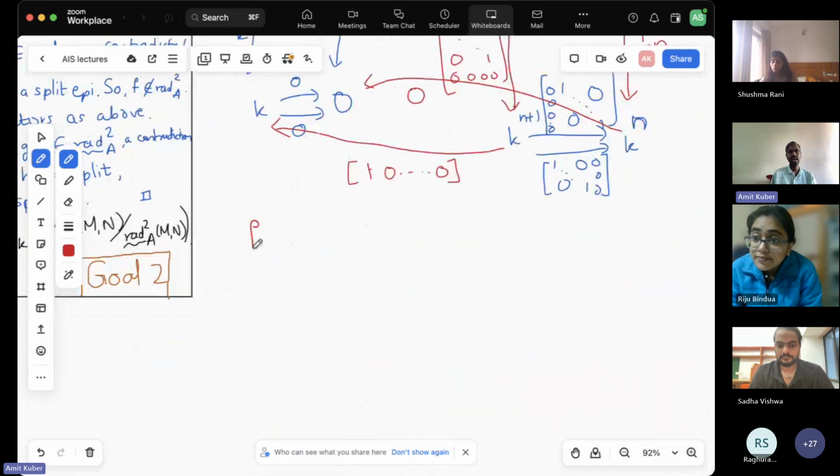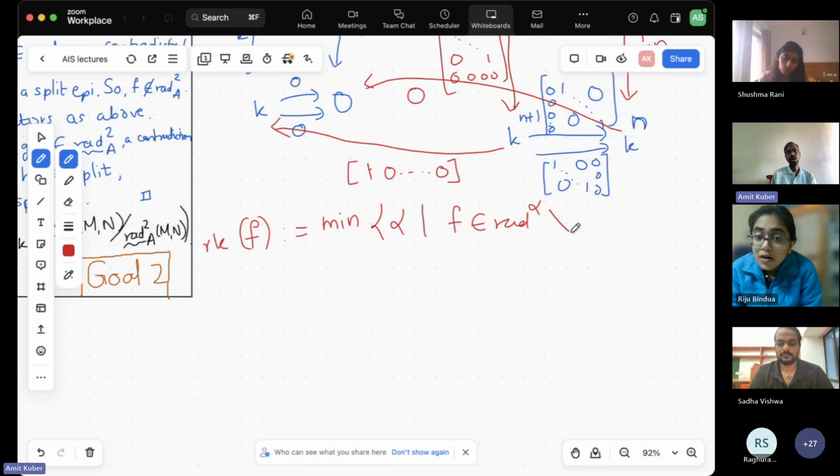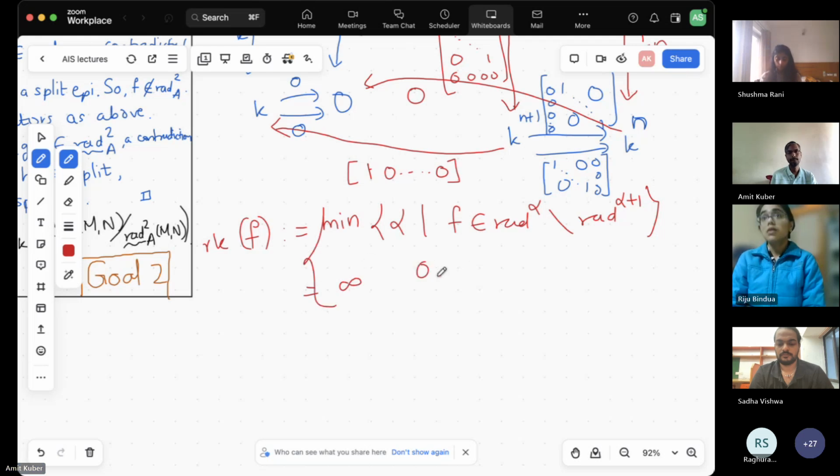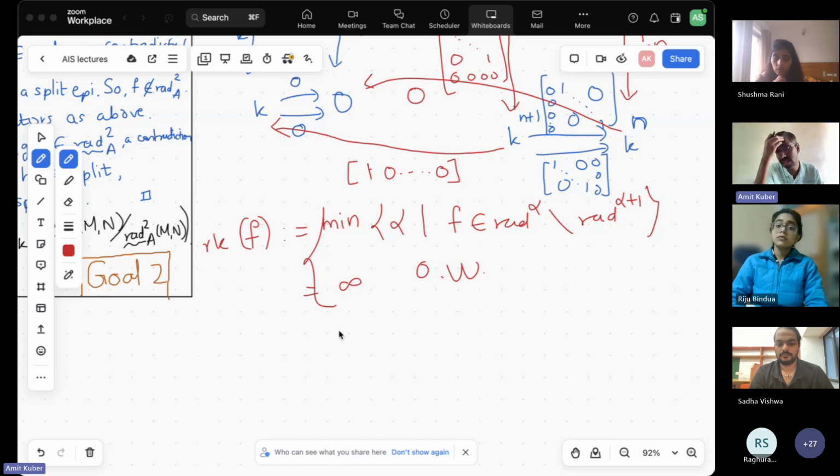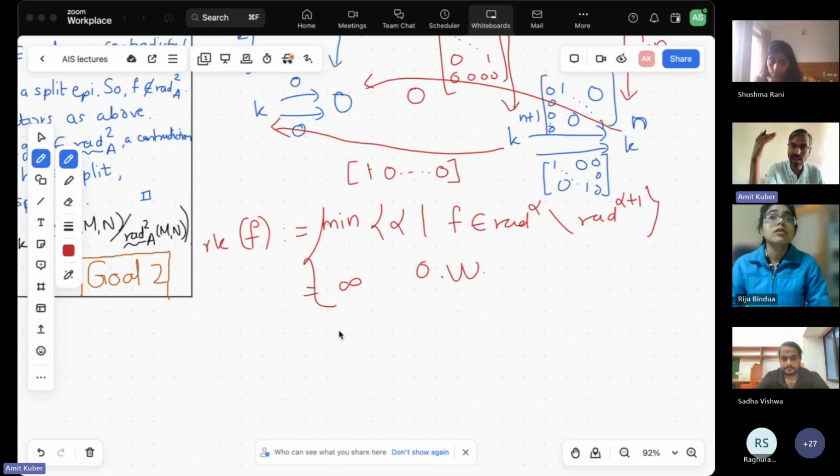So you take any morphism F, what is the rank of F? So rank of F is the least ordinal alpha such that F belongs to the alphath power, but it doesn't belong to the alpha plus first power, if this is defined, or infinity otherwise, I mean, if such a minimum doesn't exist. Because, for example, consider 0. 0 will belong to all ordinal index powers of RAD.